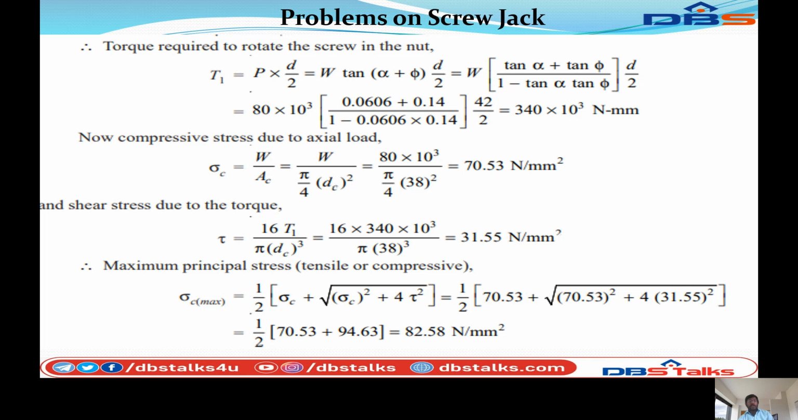So next we can calculate the torque required to rotate the screw in the nut. So T1 is equal to P into d by 2, that equals W into tan of alpha plus phi into d by 2, that equals W into tan alpha plus tan phi by 1 minus tan alpha tan phi. So this is the formula for tan of alpha plus phi, that means tan of A plus B equals tan A plus tan B by 1 minus tan A tan B.